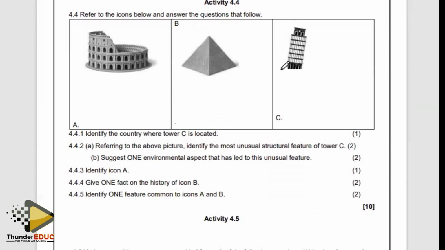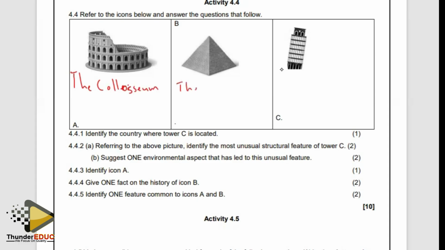Then moving on to the next one, we also have activity 4.4. Refer to the icons below and answer the questions that follow. So even before we answer the question, we should be in a position to identify each of those icons even at first glance. So if you look at the first one, this is the Colosseum, which we say is the largest ancient amphitheater.